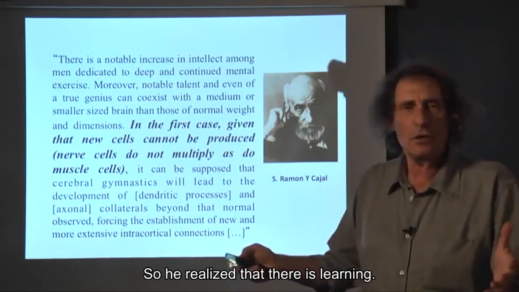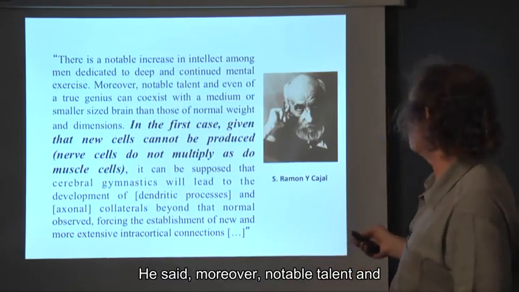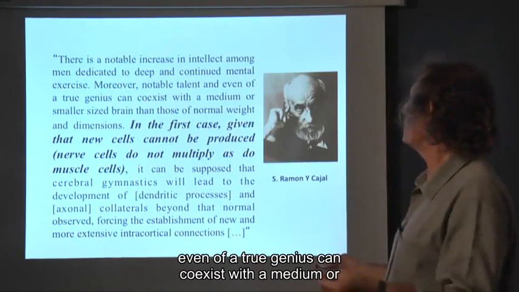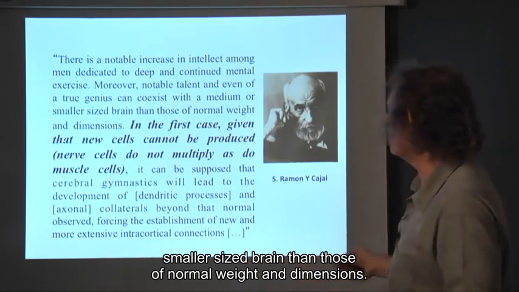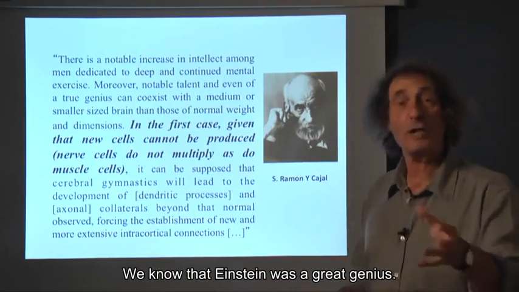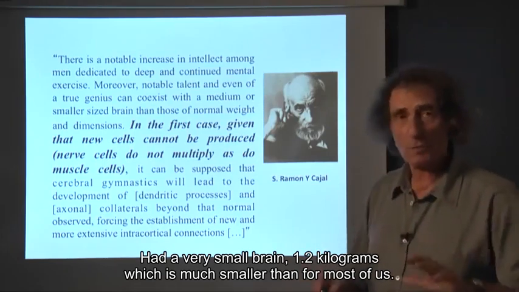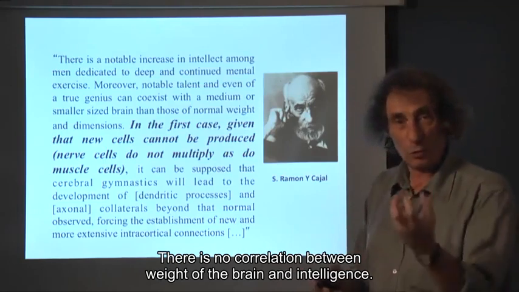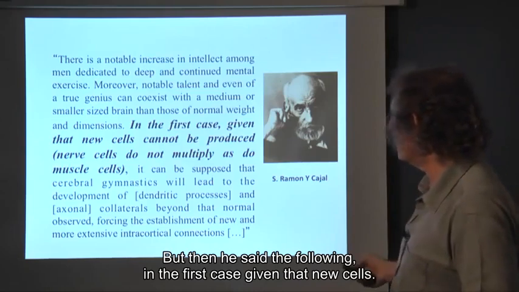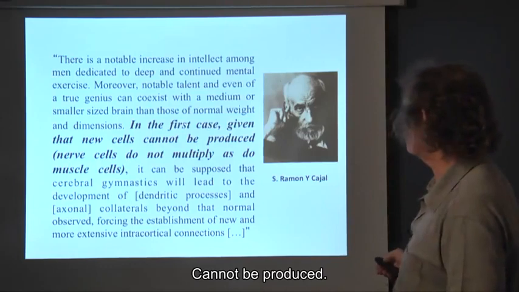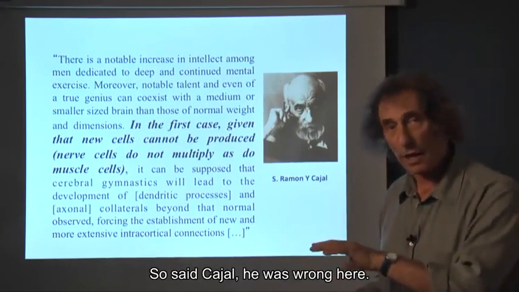So he realized that there is learning, and he asked, so what is the underpinning of learning? He said, moreover, notable talent and even a true genius can coexist with a medium or smaller sized brain than those of normal weight and dimensions. He was right. We know that Einstein, who was a great genius, had a very small brain, 1.2 kilogram, which is much, much smaller than for most of us. There is no correlation between the weight of the brain and intelligence. But then he said the following. In the first case, given that new cells cannot be produced, nerve cells do not multiply as do muscle cells. So said Cajal. He was wrong here.